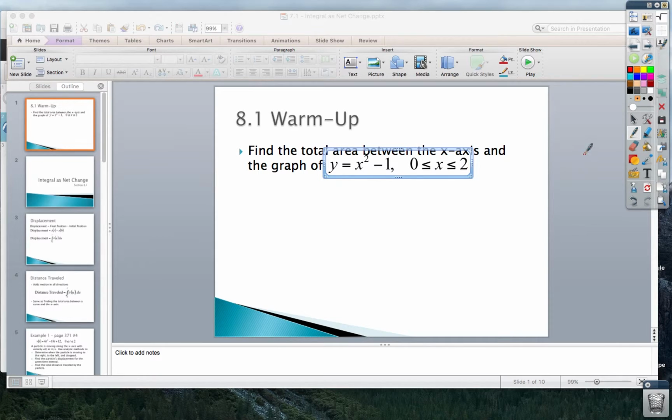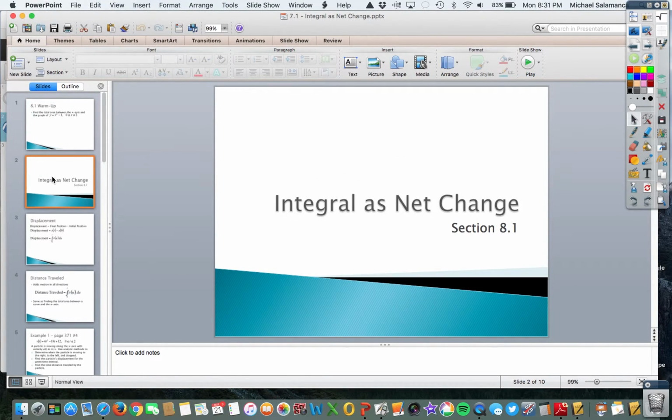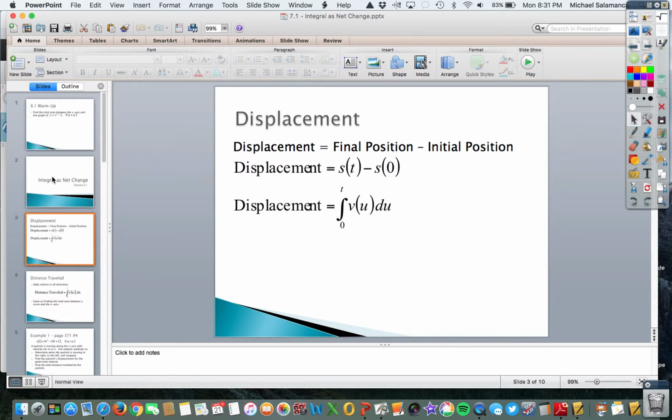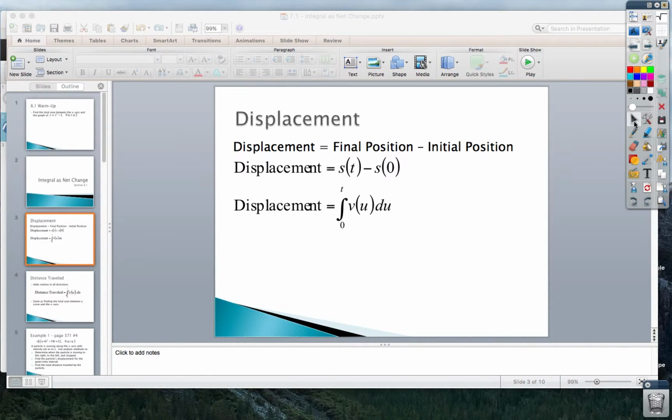Now remember, we're going over integrals as net change. So a couple things we also need to talk about is displacement. Now displacement talks about your final position minus your initial position. So this just talks about where we are, not how far you've gone, but literally where you are located. So the displacement is equal to s of t minus s of 0. Your displacement can also be written down as the integral from 0 to t for v of u du. Because remember, the antiderivative of velocity is displacement, and then the derivative of displacement is velocity, and the derivative of velocity is acceleration.